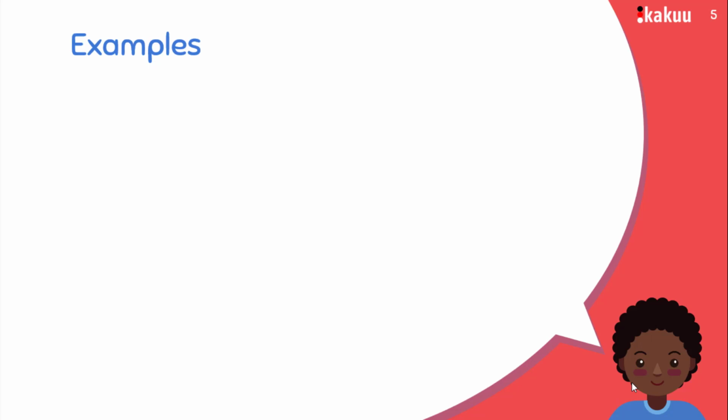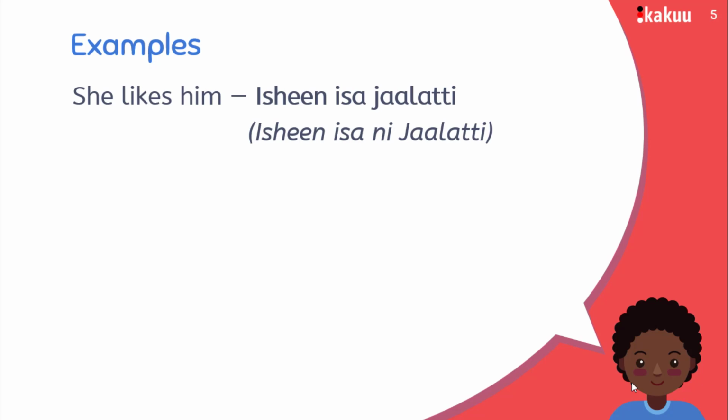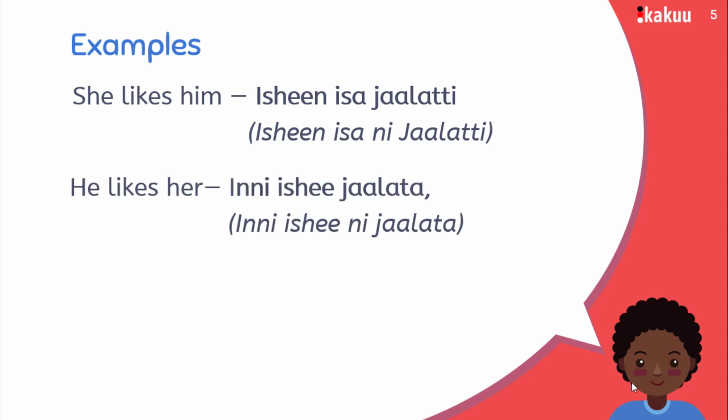We will now look at some examples. If we would like to say she likes him in Afaan Oromoo, we would say isheen isaa jaalatti or isheen isaa ni jaalatti. If we want to say he likes her, we would use inni isheen jaalata or inni isheen ni jaalata. If one needs to say we buy it, the Afaan Oromoo translation would be nuti isa binna.